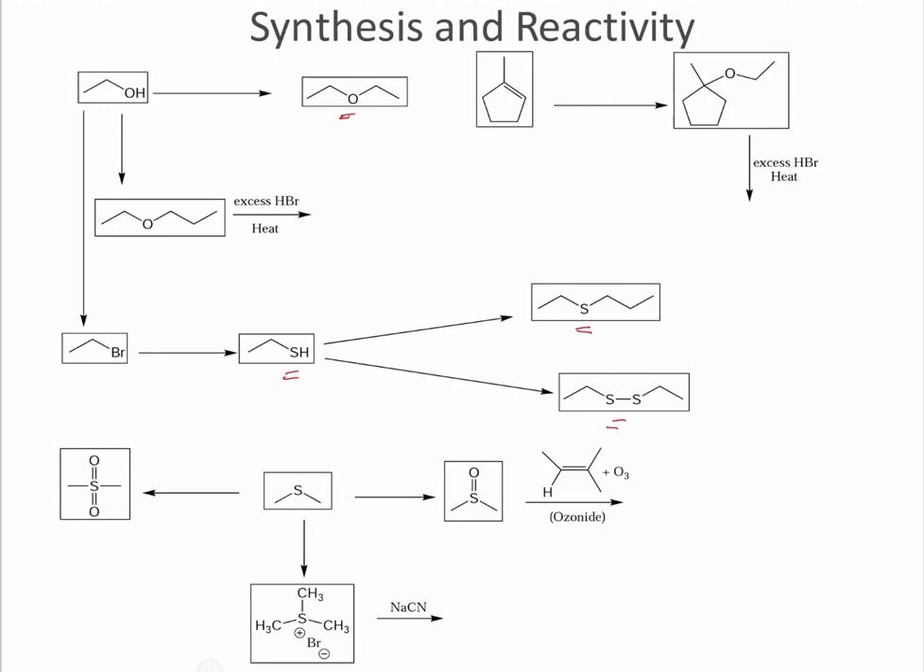synthesize an ether. An ether can be synthesized on industrial scale if we use concentrated sulfuric acid in the presence of heat. So this is called acid catalyzed dehydration. It requires the formation of water, which needs to be removed as the reaction proceeds. And again, this requires 2 times the alcohol so that we end up forming the symmetrical ether.